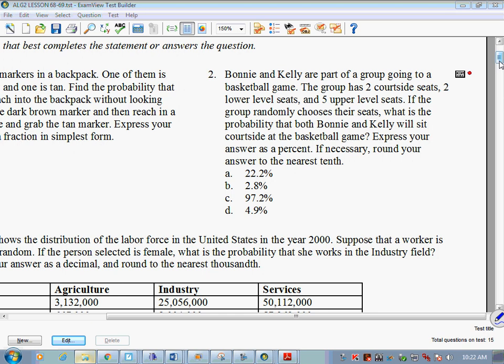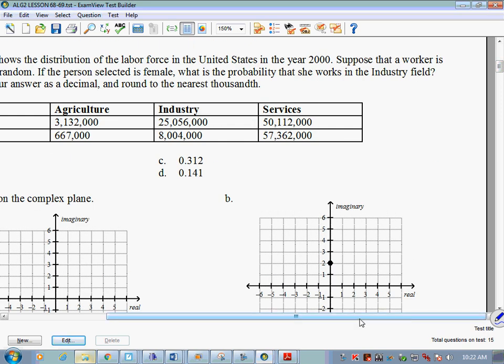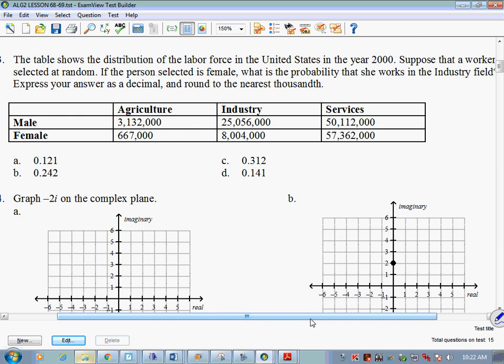All right, number 3. The table shows the distribution of the labor force in the United States in the year 2000. Suppose that a worker is selected at random. If the person selected is female, what is the probability that she works in the industry field? Express your answer as a decimal to the nearest 1,000. So we're going to take industry, which is the selection. That's our desired, and we're going to put it over the total.